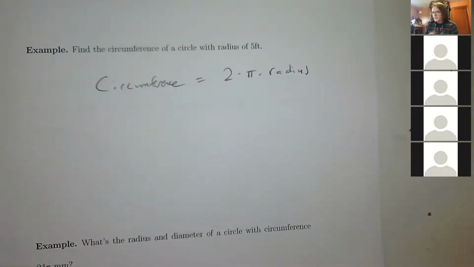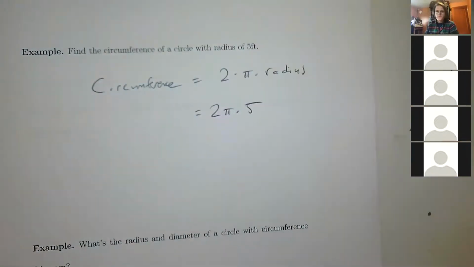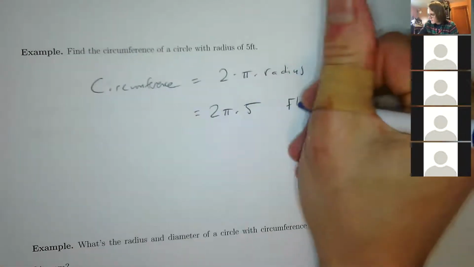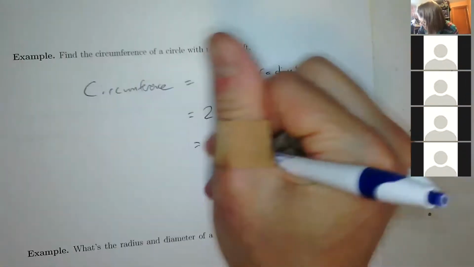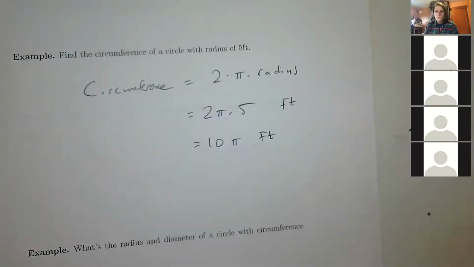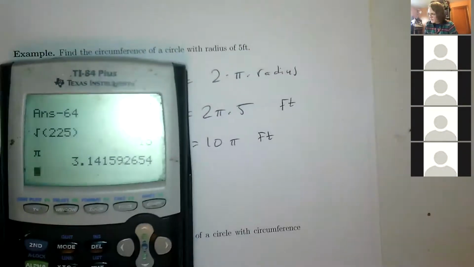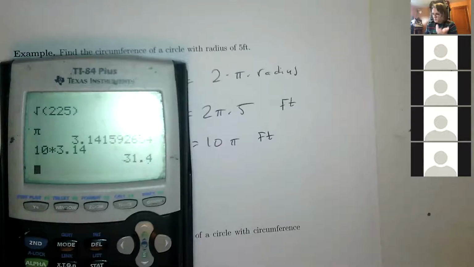So you just plug it in. So it's 2 pi times 5. And it's going to be feet. Right, so you could write this as 10 pi feet. Or you could plug it in your calculator. If you don't have a pi button, you could just do 10 times 3.14, and you get 31.4.